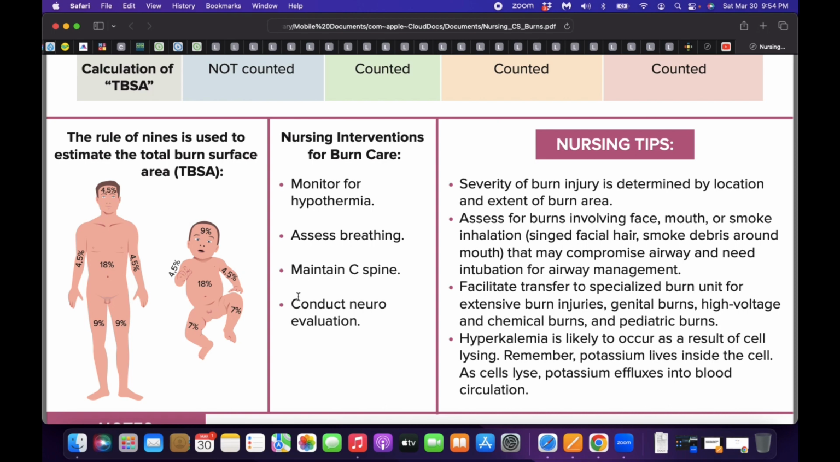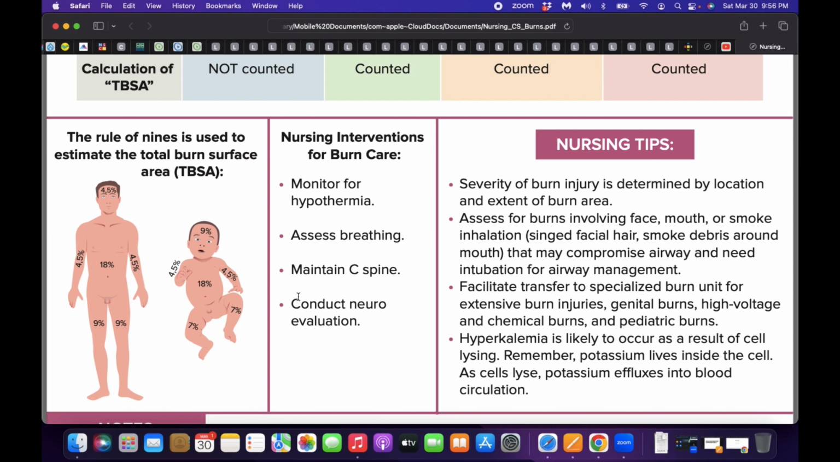The chest and stomach are 13% of the body surface area. The back is 13% of the body surface area. The buttocks and the genital area are 6% of the body surface area. And the front and back of each leg and foot are 13.5% of the body surface area. That is the rule of nines that is used to estimate the total burn surface area for young infants and children.